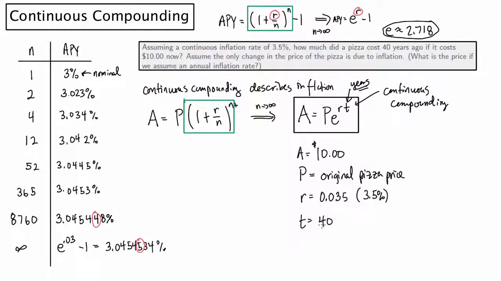And so for this problem, I want to know what initial amount will grow to $10 after 40 years. So my formula looks like this: 10 equals Pe to the 0.035 times 40. And we want to solve for P. So the principal amount, or the pizza price, would be 10 divided by this amount. So we can easily do that in the calculator.